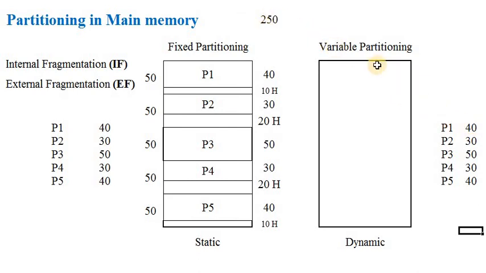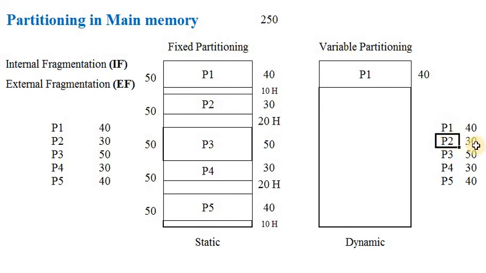40 is less than 250, yes. Whenever the size of the process is less than the availability, then we can definitely allocate that process in the main memory. So here the process P1 is directly allocated into the main memory. Let me write here, the size of the process is 40. After allocation of P1, how much memory is available? 250 minus 40, that is 210.